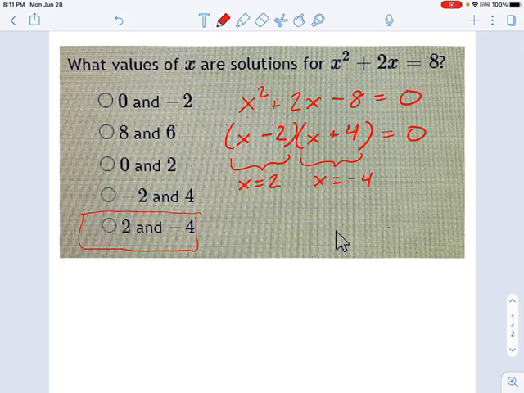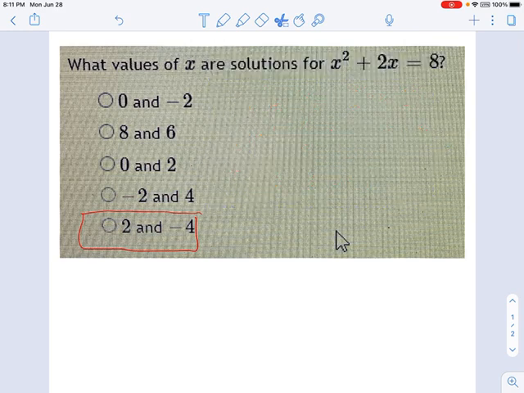Another way you could do it, let's say you had an equation here that you didn't know how to factor. Either you don't know how to factor this one, or let's pretend this were just a lot harder and you couldn't figure out how to factor it properly. Well, there's another way to do this and solve it, and that is to go into these choices we have here and just check and see if they work.